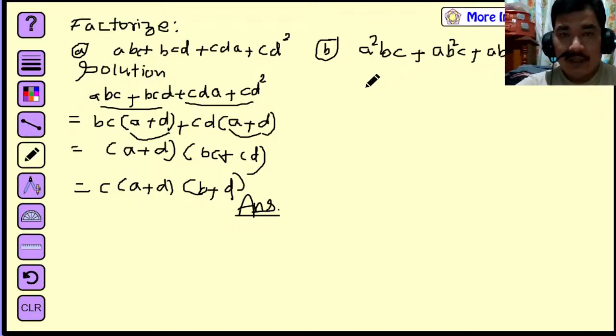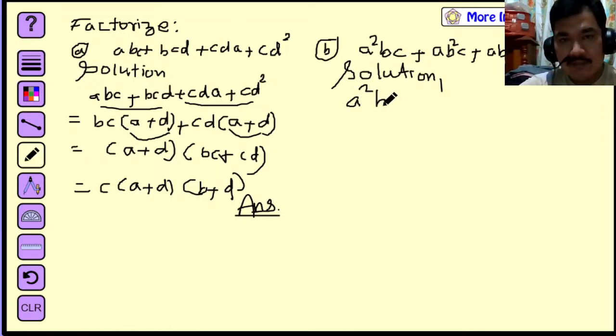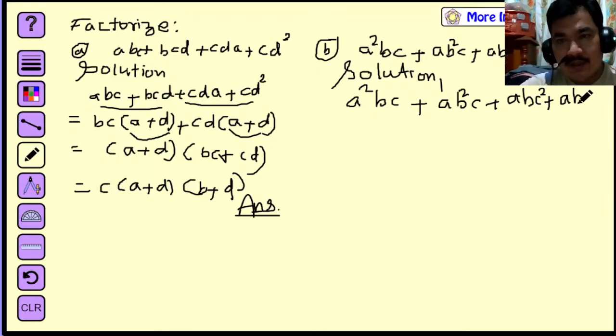Look, children, here. There are four terms, right there. Solution, okay? And first of all, write the question. Write A square BC plus AB square C, okay? And the third one is ABC square, okay? Write like this. Plus, and the fourth one is ABCD, okay?